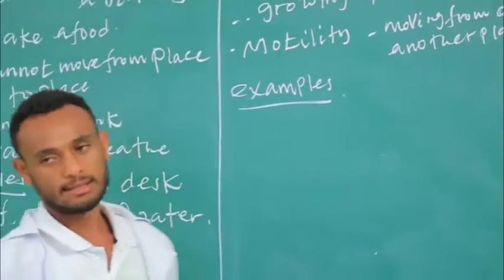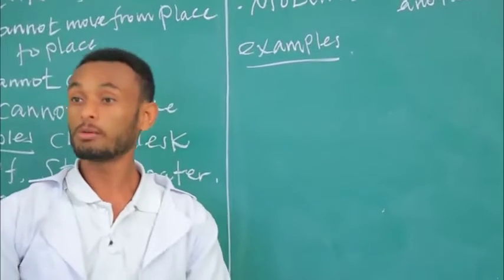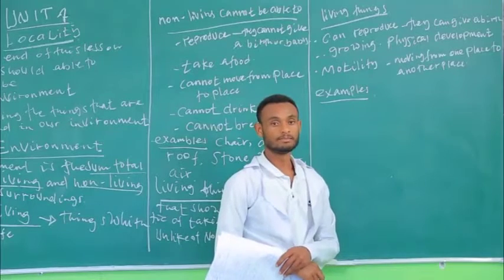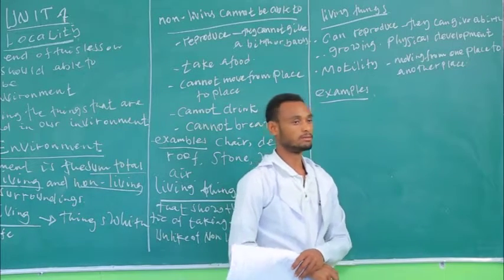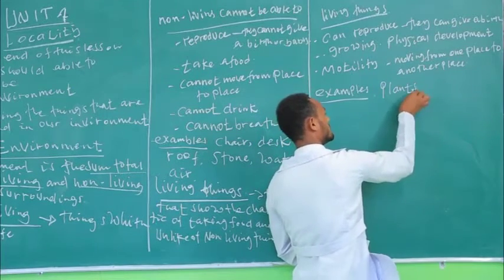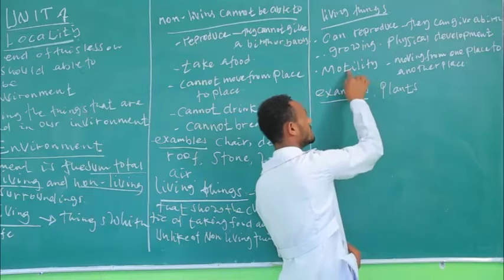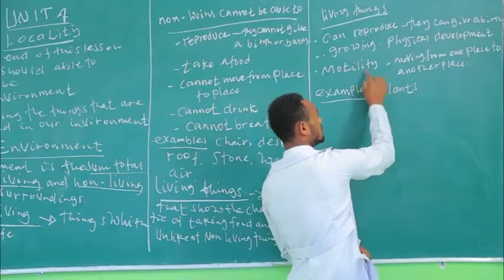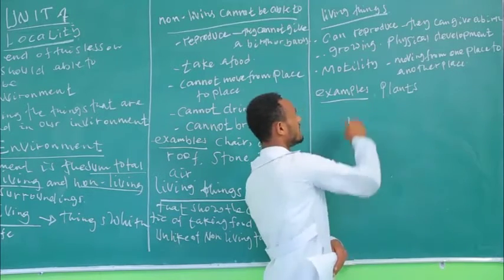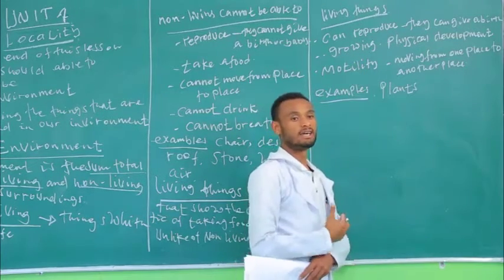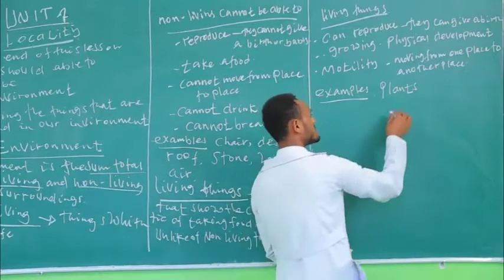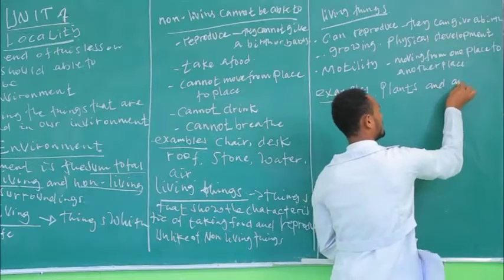Examples. Students, can you give an example of living objects, or living materials? Good. Example, plants. Even though plants do not move from one place to another, they can excrete, they can grow, and they can even reproduce. So this is the character of living things, plants and animals.